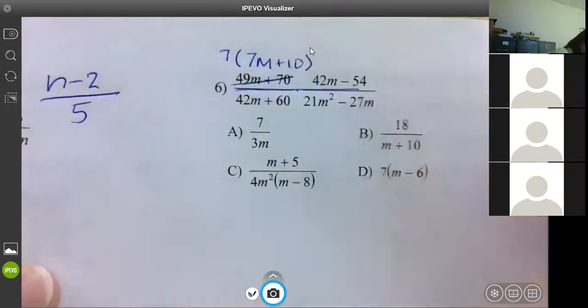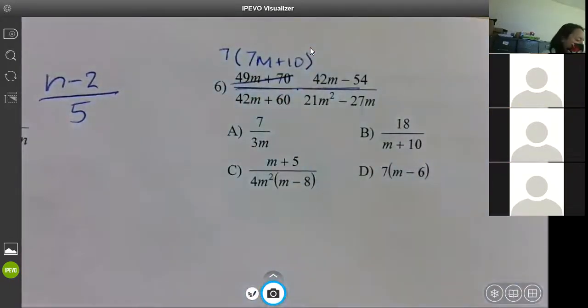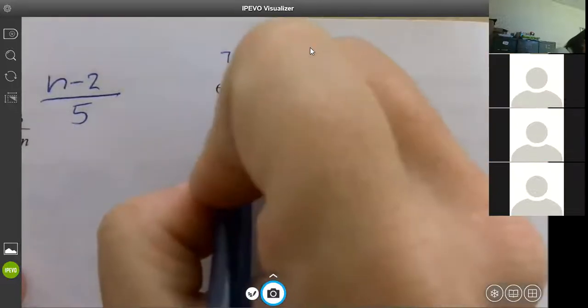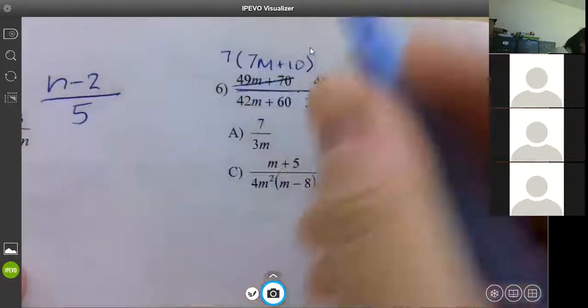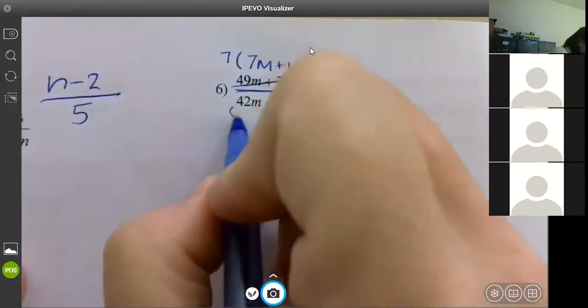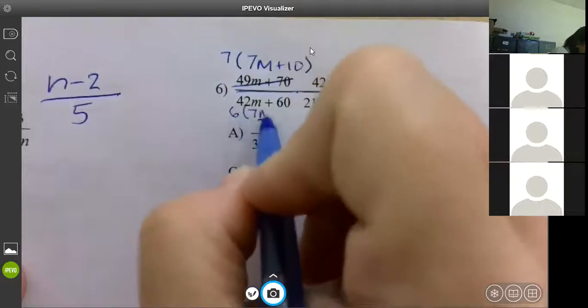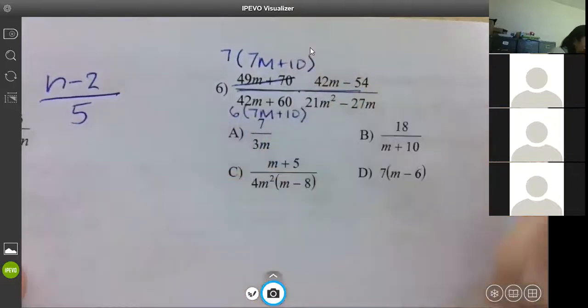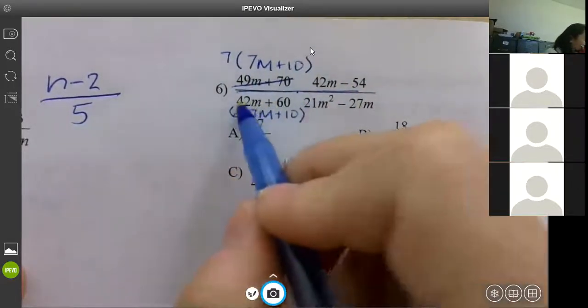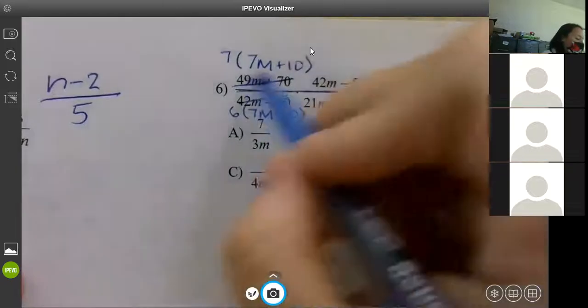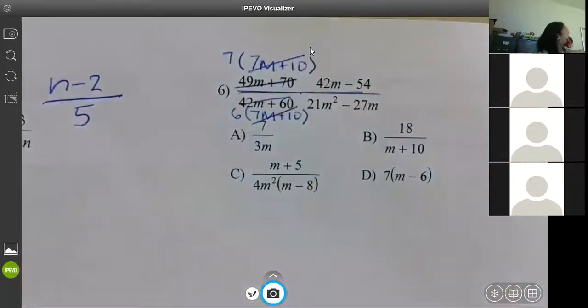Good. On the bottom, what can I pull out of 42 and 60? Leaves you with 7m plus 10. No worries. We can already see that these are on top and bottom, so I can mark them out.